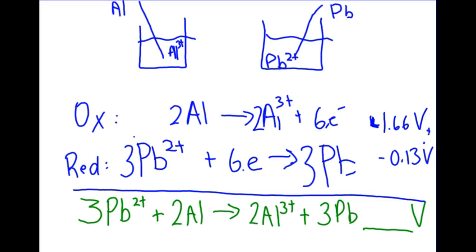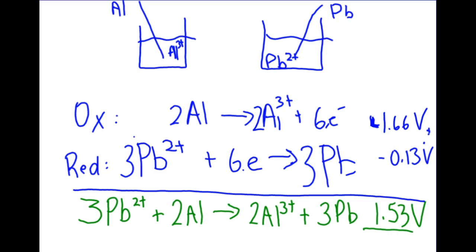How could we predict the electrical potential of the circuit? You add the two together. 1.66 volts plus negative 0.13 volts gives us 0.53. 1.5 volts is the voltage of one of these batteries.